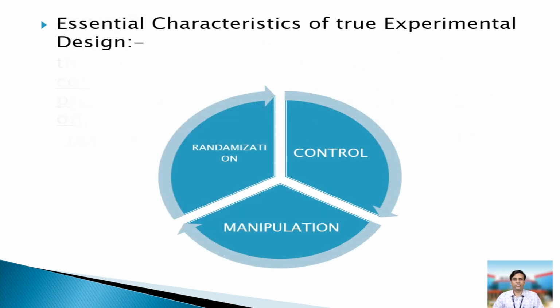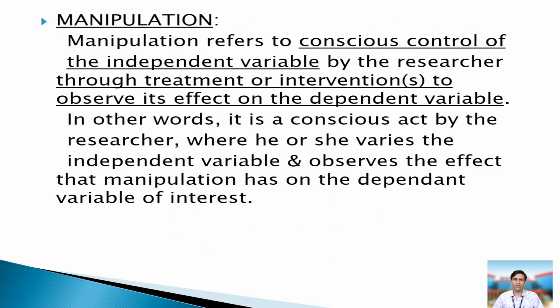There are some essential characteristics of true experimental research design. There are three essential components of it, and these are randomization, control, and manipulation. Manipulation refers to conscious control of the independent variable by the researcher through treatment or intervention to observe its effect on the dependent variable. Here the researcher has conscious control of the independent variable and manipulates it just to see the effect of this variable on the dependent variable.